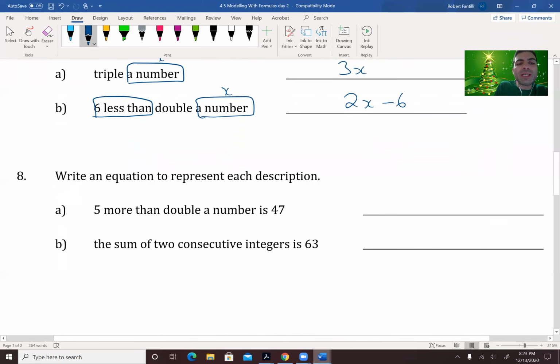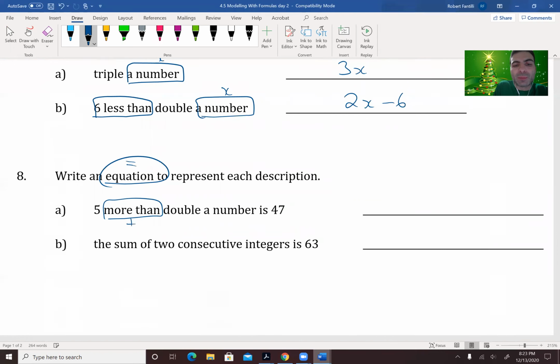Write an equation this time, because it means you're going to have an equal sign to represent each description. 5 more than, obviously, plus double a number. Okay, that's double a number. Is 47. 5 more than double a number, you have to write the double number first because it's 5 more than that. Not just doubling it, you're adding 5. It's 5 more than double, equal 47.